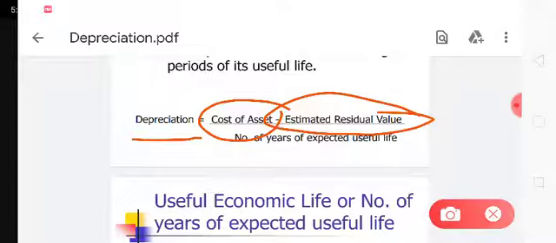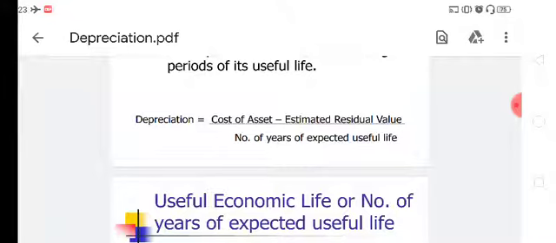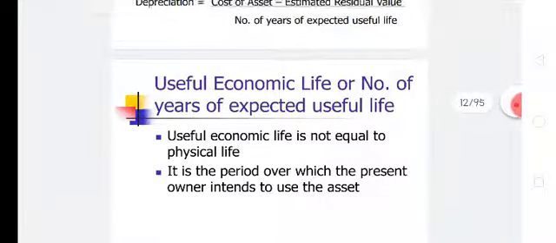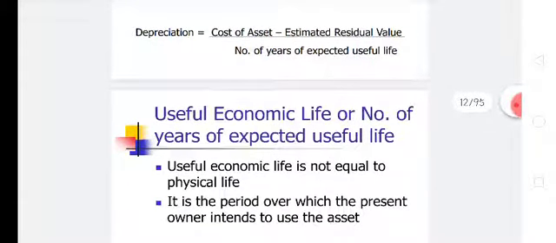तो आप जितने में रीसेल करोगे, that value is known as residual value. Clear? And then the number of years of expected useful life. तो आप कितने years के लिए वो assets use करना चाहते हो? For 10 years, for 20 years, that depends on asset to asset. So that is the meaning of residual value.